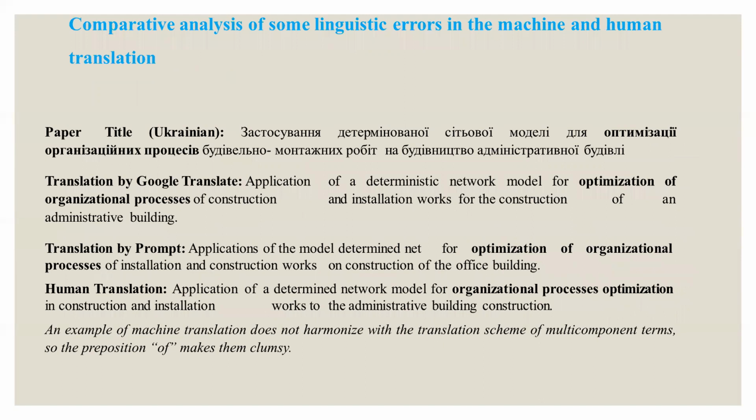We can give the comparative analysis of some linguistic errors in the machine and human translation on the given example. An example of machine translation doesn't harmonize with the translation scheme of multi-component terms. So the preposition of makes them clumsy.